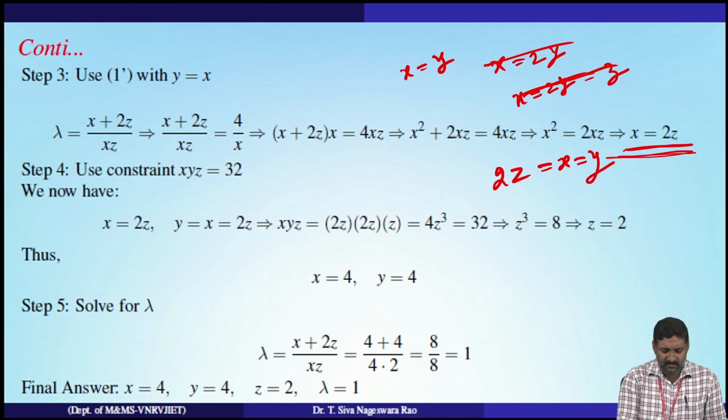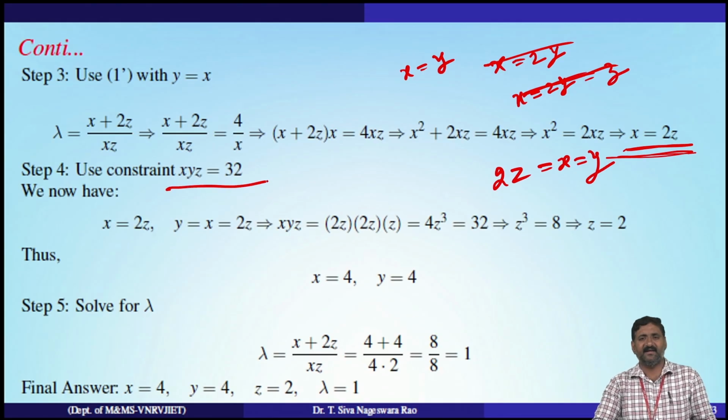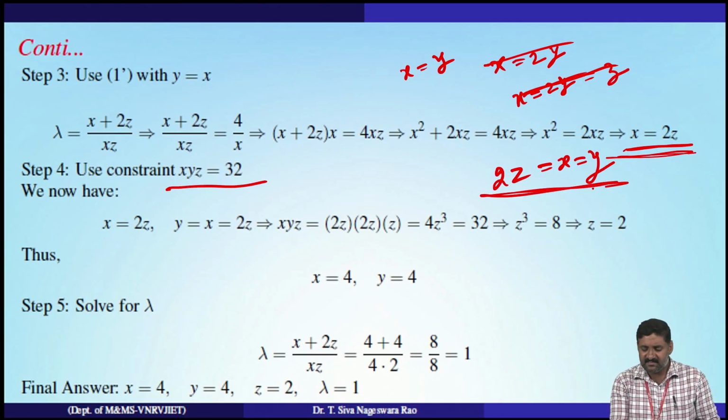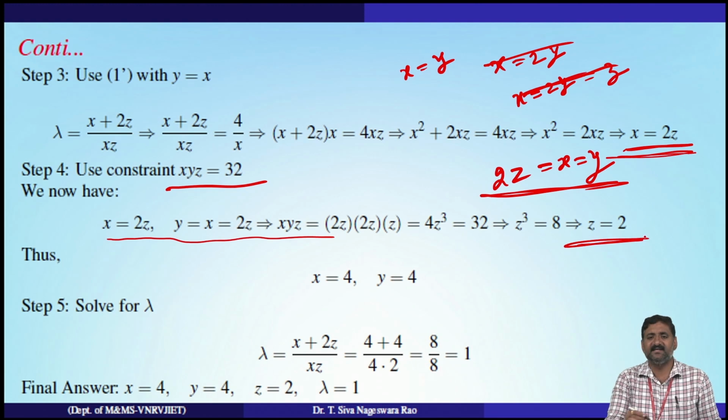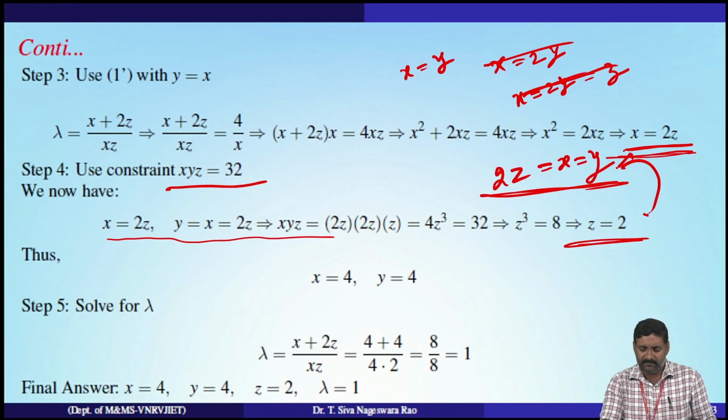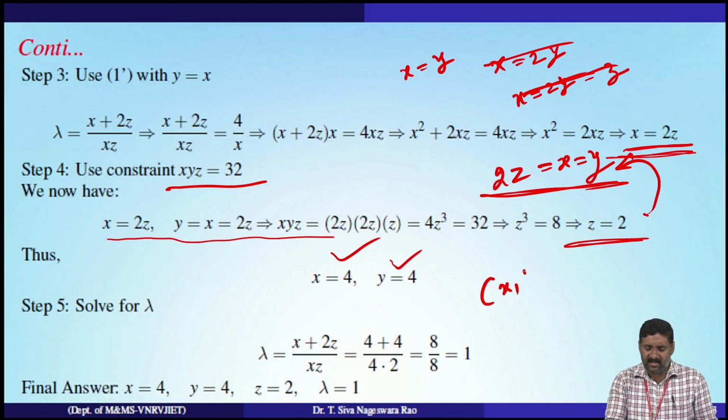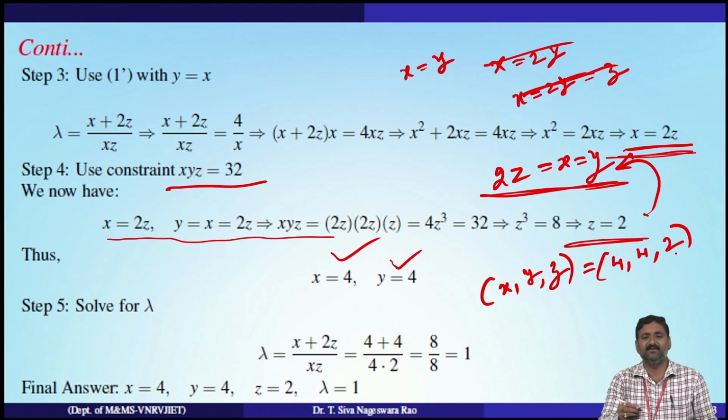Now from the equation xyz is equal to 32, we will use this condition. X is equal to y is equal to 2z. From this we will get z is equal to 2. Now substitute z is equal to 2 here. Then you will have x is equal to 4, y is equal to 4. Therefore the stationary point x comma y comma z is x value 4, y value 4, z is equal to 2.